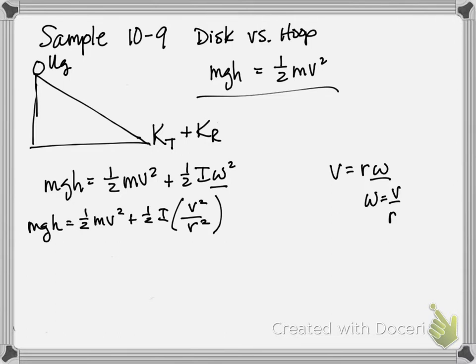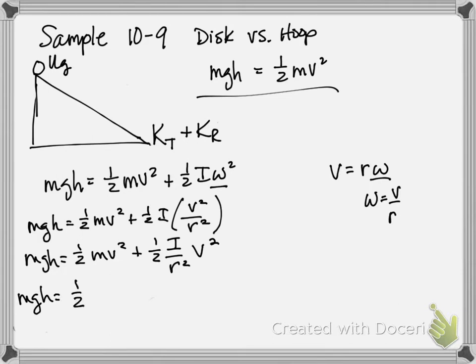So I'm going to do one more little bit of algebra so that I can factor. 1/2 mv squared plus 1/2 I over r squared v squared. Now I'm going to factor out the half on this side, m plus I over r squared, and the v squared on this side. Okay, so I just did some factoring there so that I can solve for v, because that's what I want to do, right? So I'm going to move over here, and then we're going to go to the next slide here.